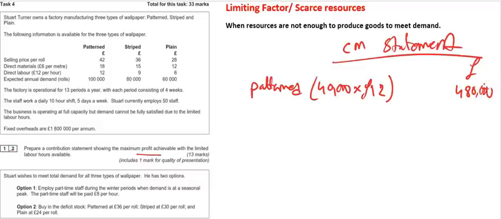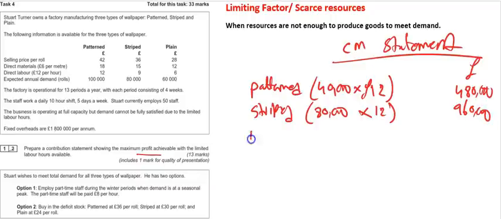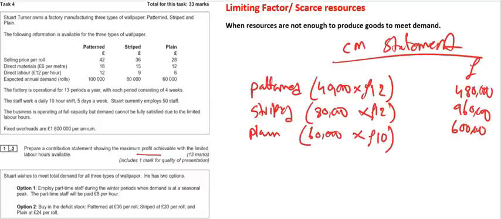Then striped. We'll produce 80,000 of the striped, and each striped is giving you £12 contribution. So the total contribution you're getting is 960,000. And plain, we're going to produce 60,000, we said, in our optimum production plan, and each of it is giving us £10. So 600,000.